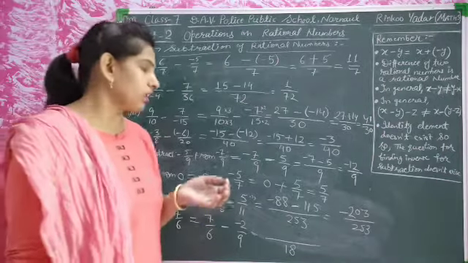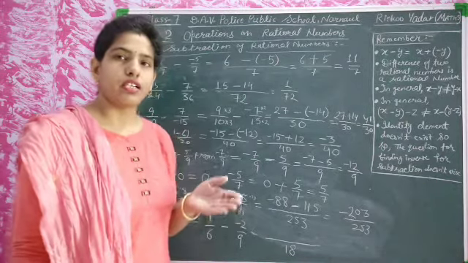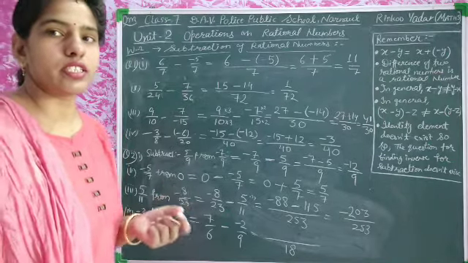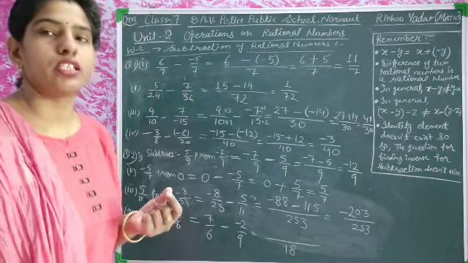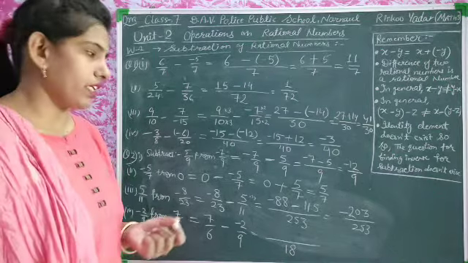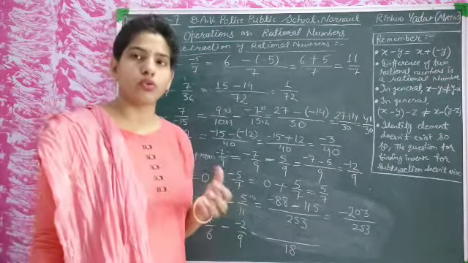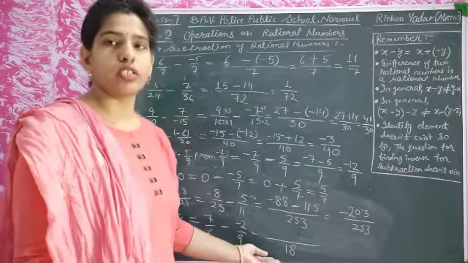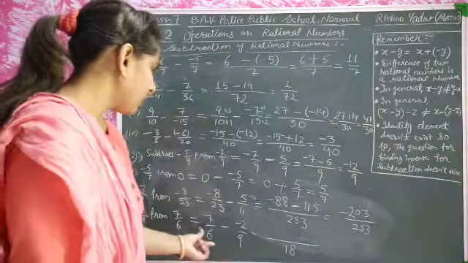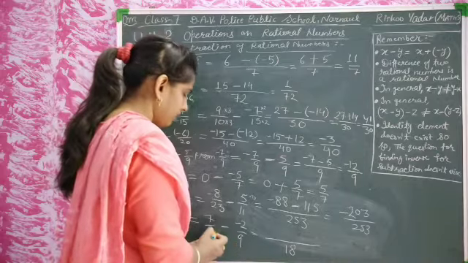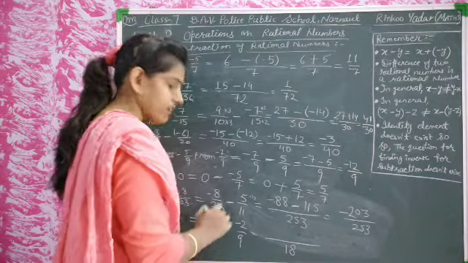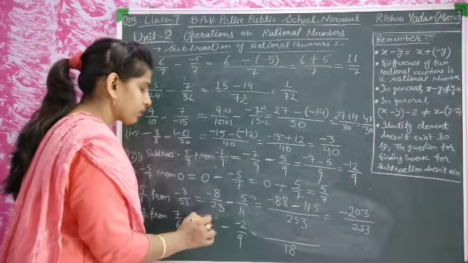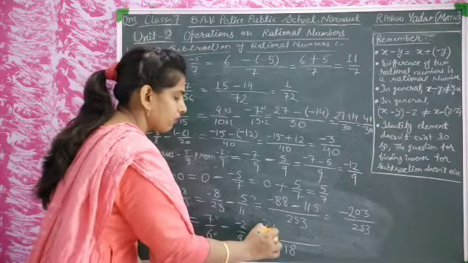You have to learn about the LCM process. It is an important point to find the LCM here. If you know how to solve LCM questions, you will solve these questions easily. 6 times 3 is 18, so 3 is multiplied here. In the numerator we also multiply by 3. So 7 times 3 is 21.